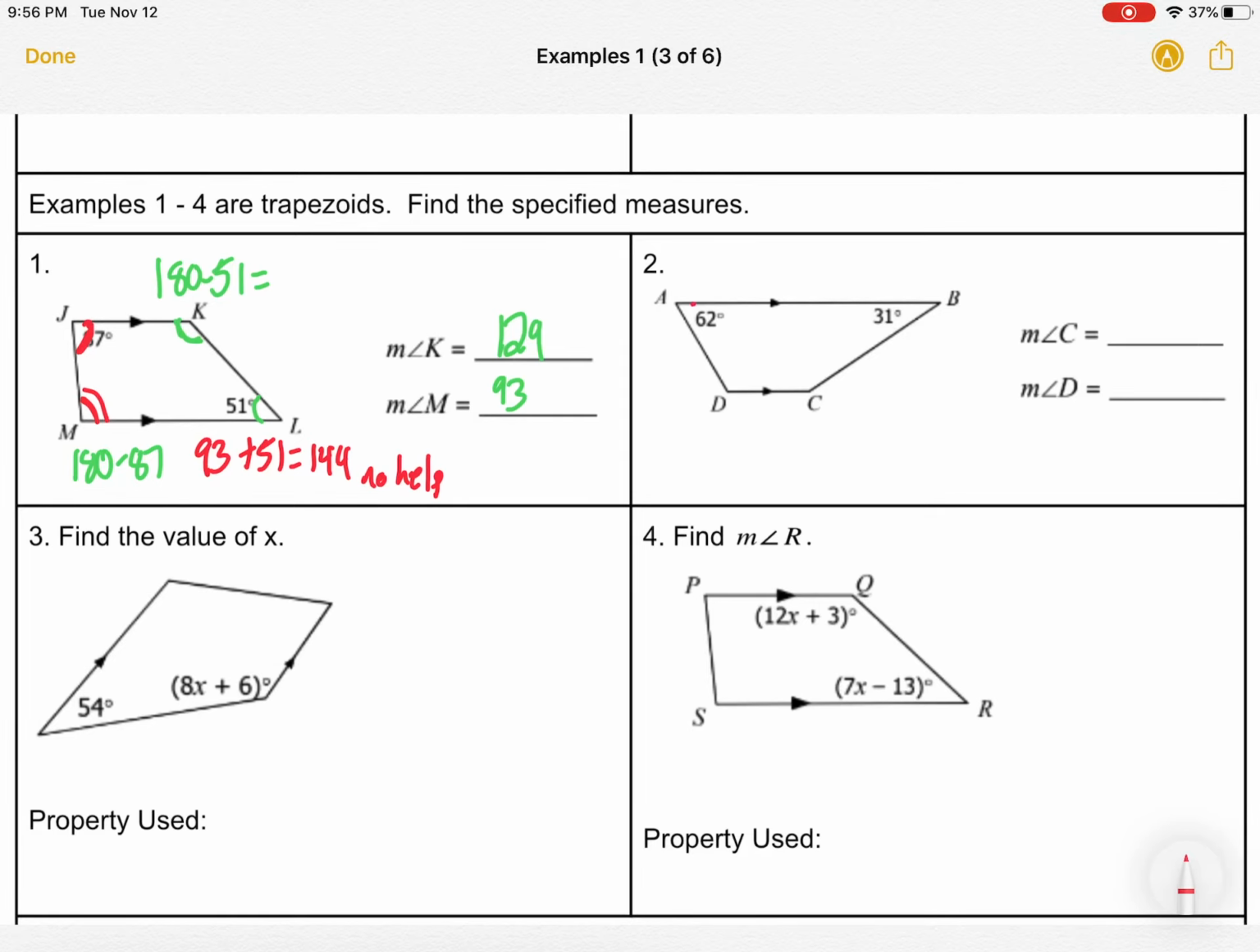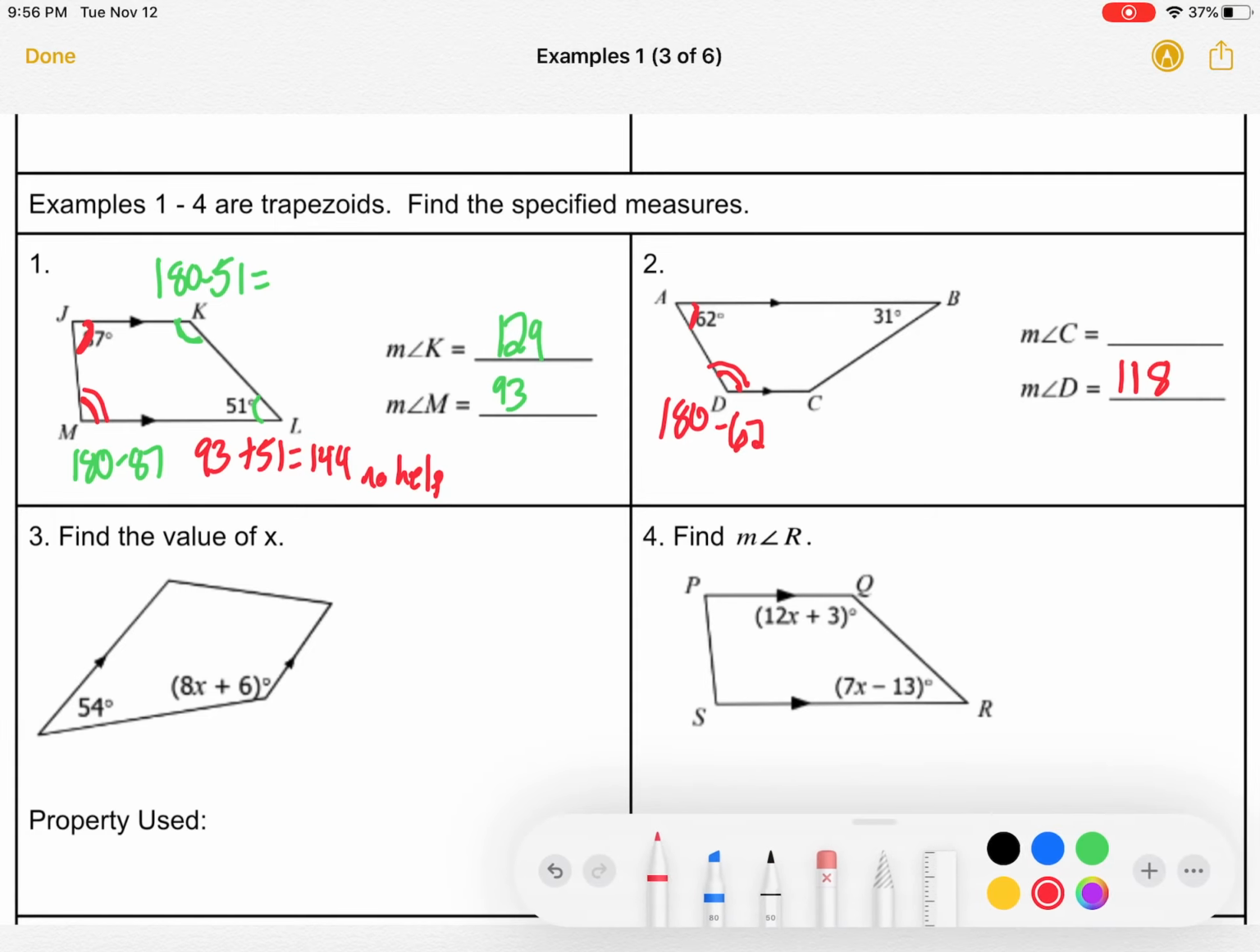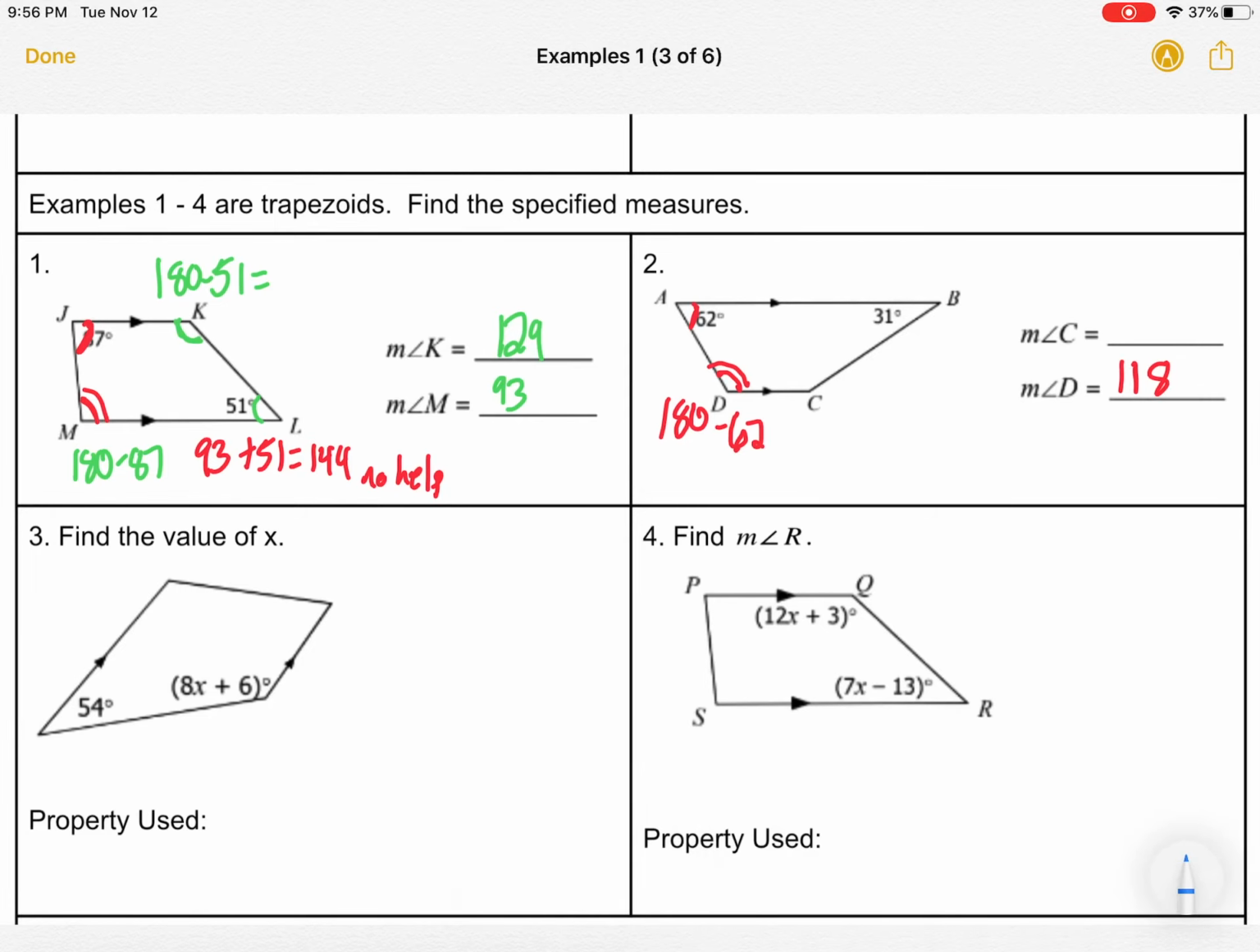Okay, so similar with number 2, A goes with D. So again, it doesn't mean equal, it just means that those two are going to add up to 180. So 180 minus 62, so D is 118. Similar idea with B and C. 180 minus 31 to give you 149 for C.